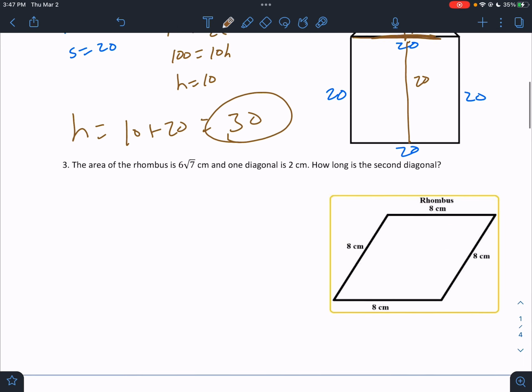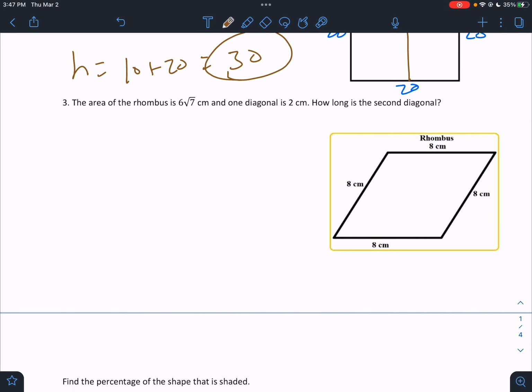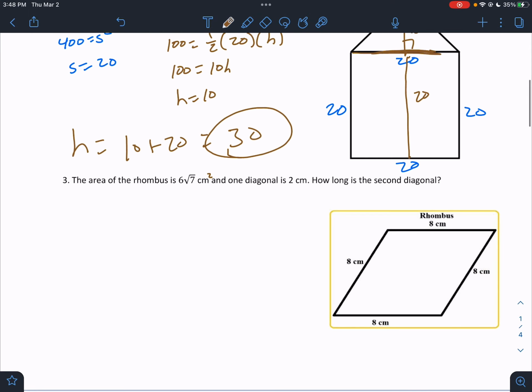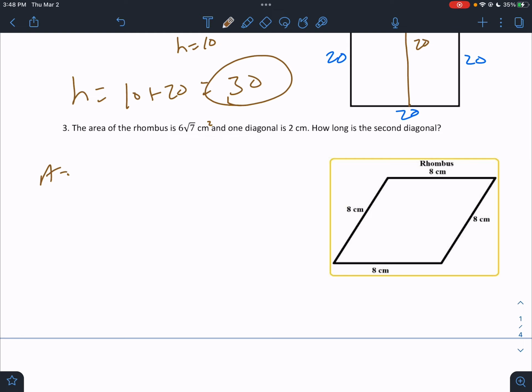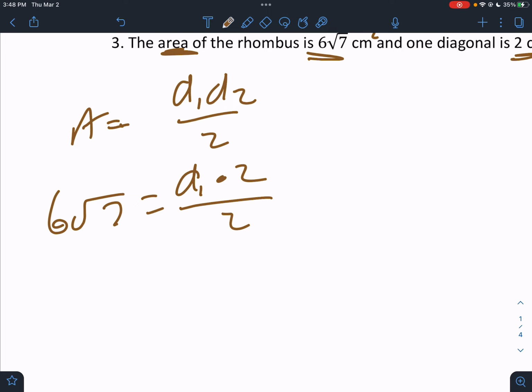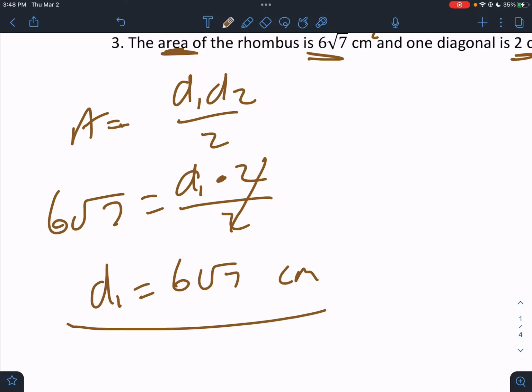All right, the area of a rhombus is 6√7 centimeters squared. Sorry about that. And one diagonal is 2 centimeters. So the rhombus formula is d1 d2 divided by 2. We know that the area is 6√7. We know that one of the diagonals is 2, so it would be d1 times 2 divided by 2. It doesn't matter which diagonal, I just chose d2. Well, the 2's would cancel out, so d1 equals 6√7 centimeters.